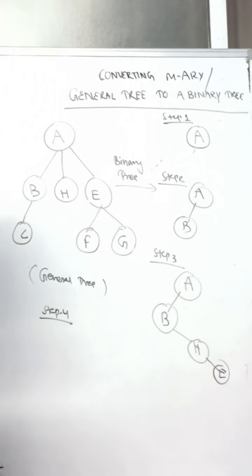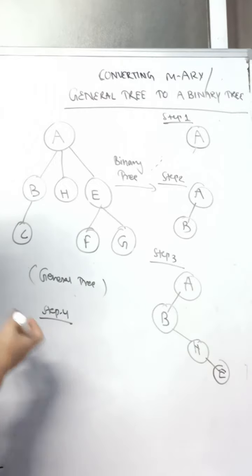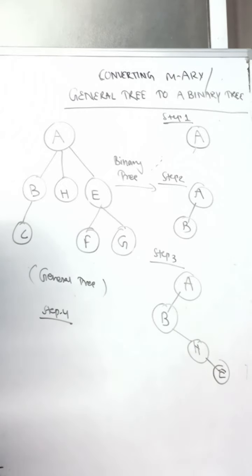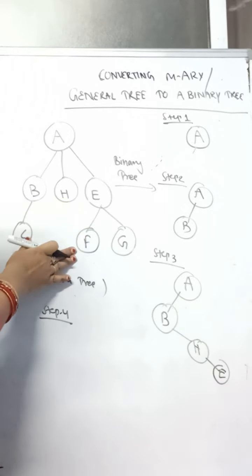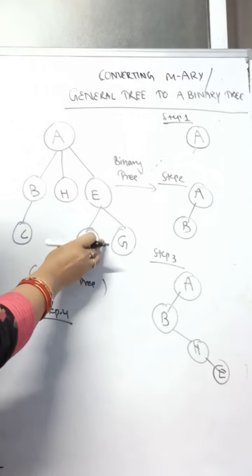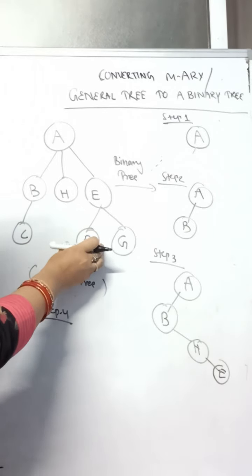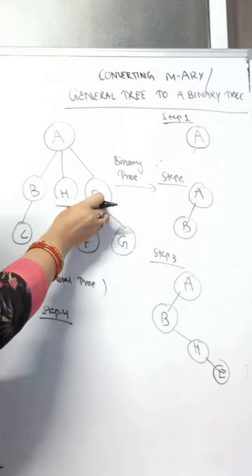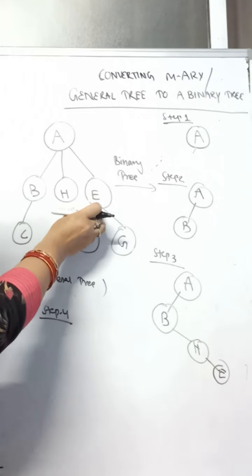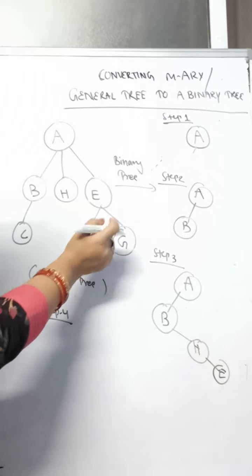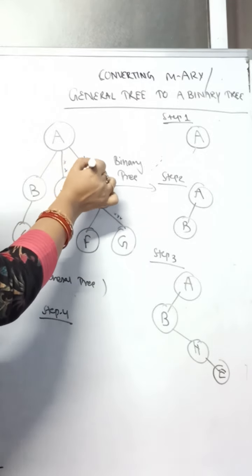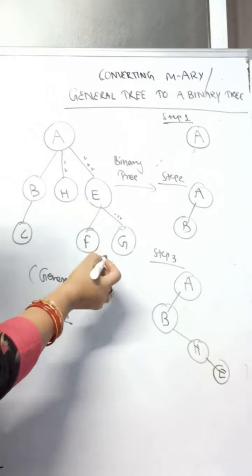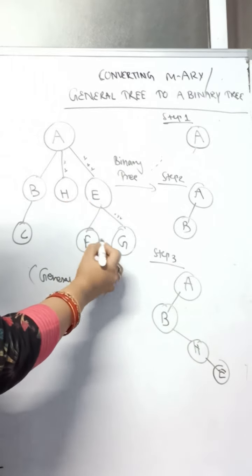Okay, step 4. Now I have to keep E. E's left child is F, so I have to keep the leftmost child, the offspring. So I have to keep F as the left child, and I have to cut this link. Then H becomes the right child of F.